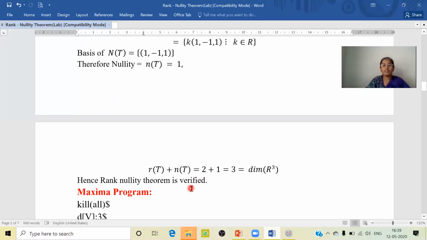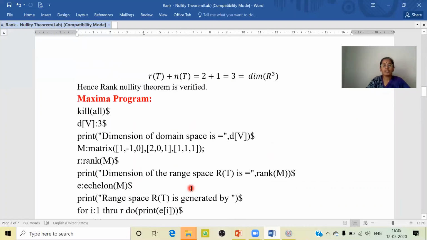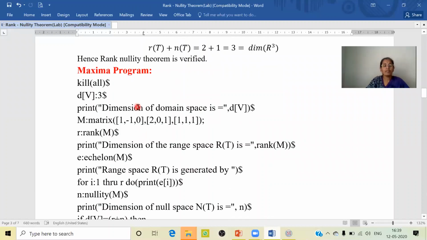Now let us verify this problem for the rank nullity theorem using the Maxima code. So let us look into the Maxima code here. Kill(all), which deletes all the user variables. d(V) is equal to 3, that is the dimension of the domain space is 3. Let us give the print command within the double quotes: Dimension of the domain space is equal to d(V). So we get the output as 3.